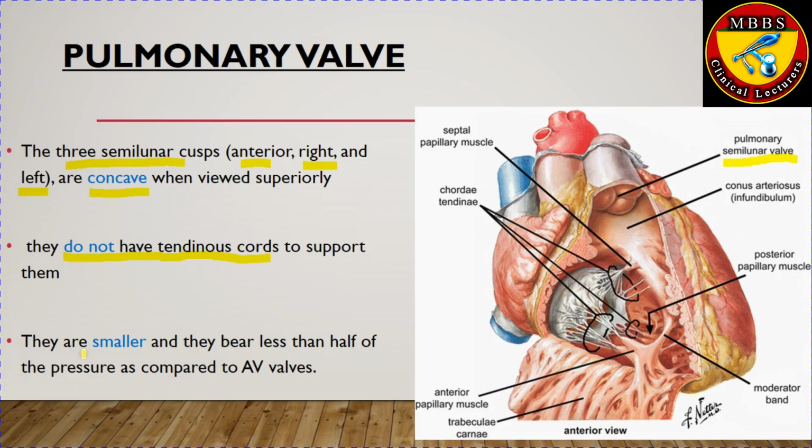The pulmonary valves are smaller as compared to the atrioventricular valves and they bear less than half of the pressure as compared to the atrioventricular valves. When you look into the figure, this is the tricuspid or you can say the right AV valve. It is comparatively larger than the pulmonary valve. The pulmonary valve bears less than half of the pressure compared to the AV valves.